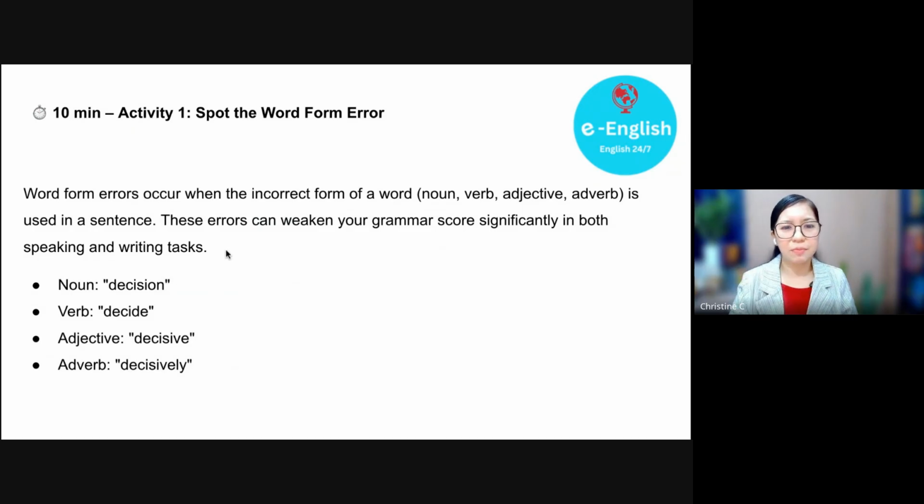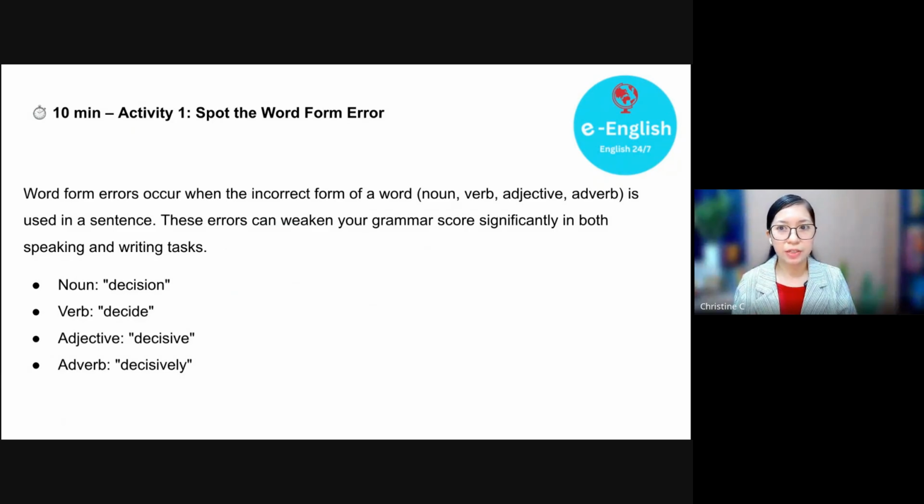So what am I talking about? Let's take a look at some examples here. Decision is a noun. The verb form is decide. You would often say to decide, or I decide, or he decides. The adjective form is decisive. He is decisive. He is indecisive. The adverb is decisively.